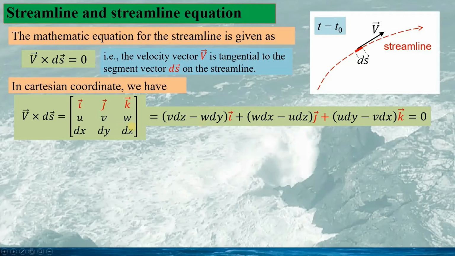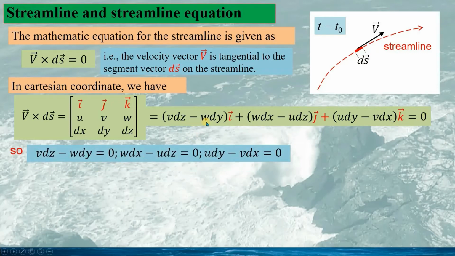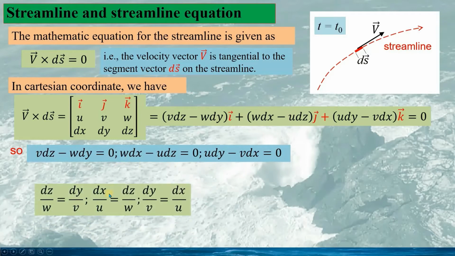So we can see this is the vector. We have three components along x-axis here, along y-axis here, and along z-axis here. To make this vector to be 0, we must make all the components to be 0. Thus we have these three equations. And these three equations can be written as this. So the first equation comes to this, and the second equation comes to this, and the third equation comes to this.